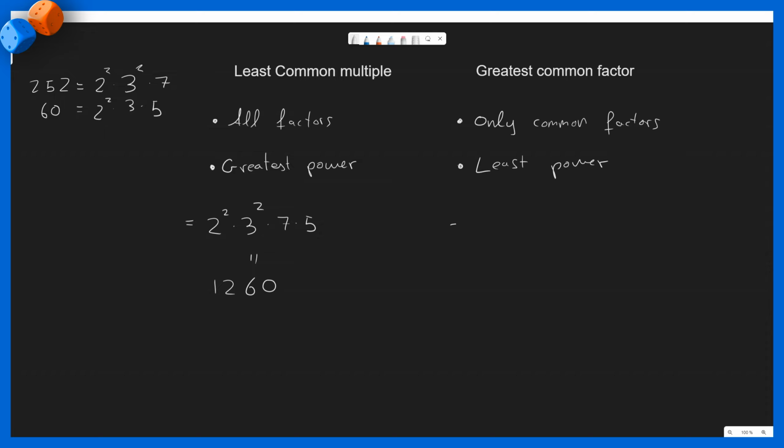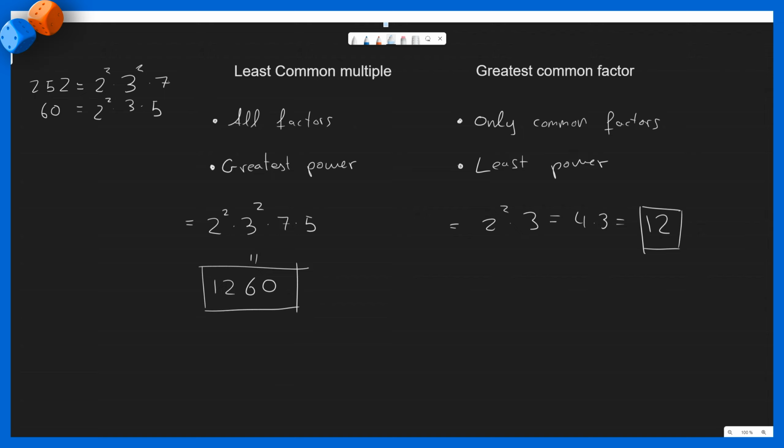On the other hand, for the greatest common factor, we need to take only common factors and the least power. So with these two numbers, we would get 2 to the power of 2 times 3, because 7 is not common and 5 is not common. And we will have 4 times 3, which equals 12. And these two are the greatest common factor and least common multiple.